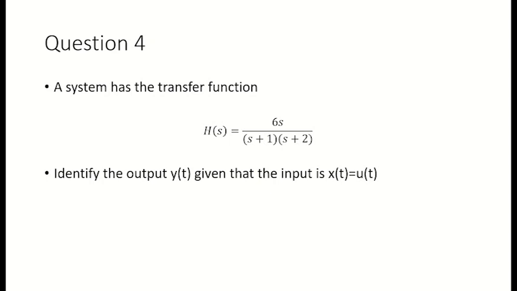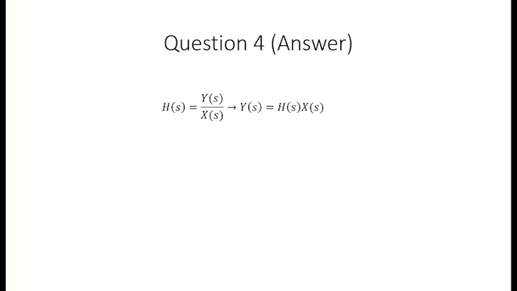So firstly, you have to convert your input into the S domain. Just use the table. We can see that u of t can be transformed into the S domain and it will become 1 over S. Now you have your transfer function in the S domain and your input in the S domain. So what is your output in the S domain? H of S, the transfer function, is always equal to the output over the input. So the output is just H of S times X of S. We already know X of S is 1 over S, so we just multiply the two together.